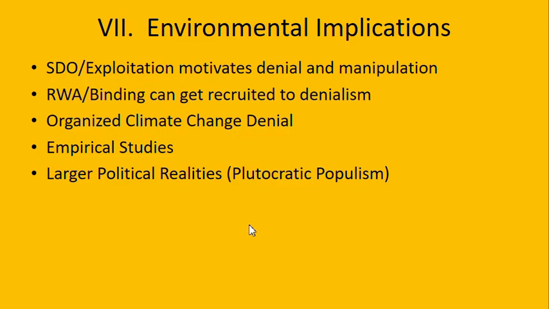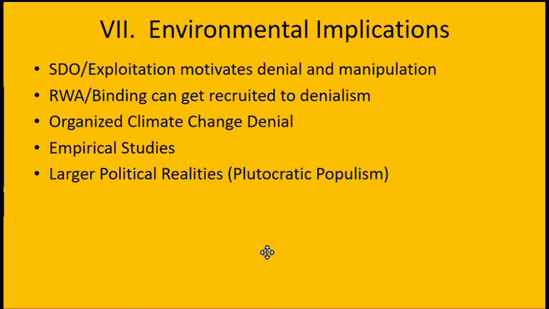Okay, next, moving on to some explicit environmental implications of ideology and values. How, in other words, those dynamics affect what we can do for the environment. All right, we are ready for the last section here, looking at the environmental implications of some of these theories about ideology. So we'll look at SDO, specifically how it can motivate some denial and manipulation. We'll look at the RWA binding as an area that can be recruited to that denialism agenda. And then we'll also pull on some sociology to understand the broader sociological phenomenon that's at work behind denying climate change. Then a few empirical studies that have some interesting findings. And then I want to put this in a broader concept of what some authors have called the plutocratic populism of our current political moment.